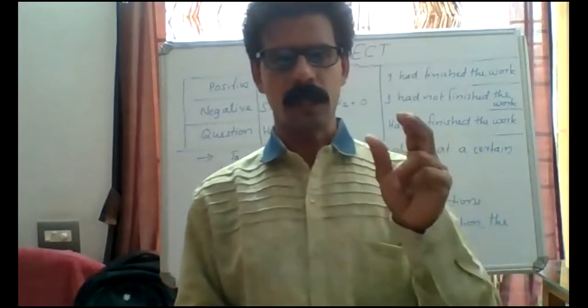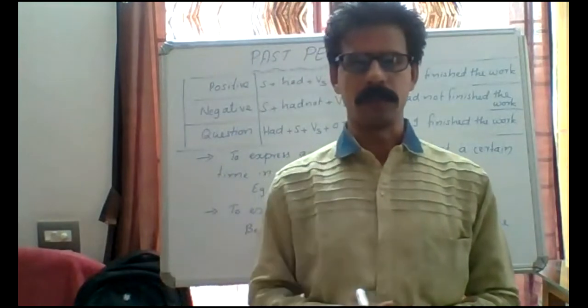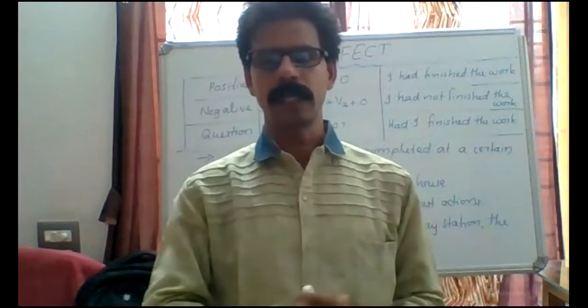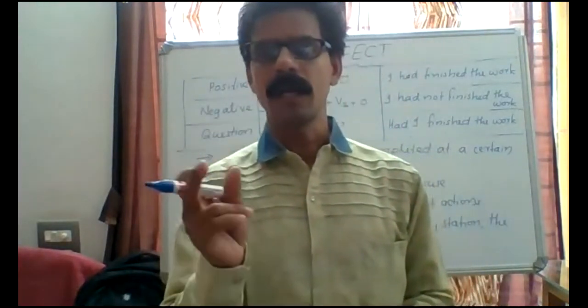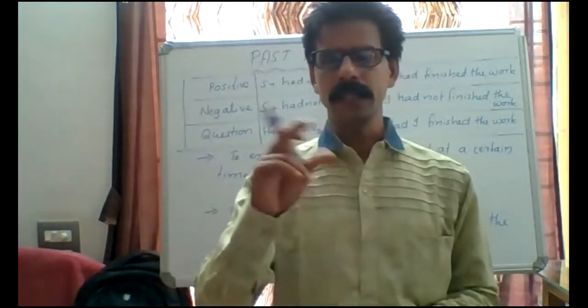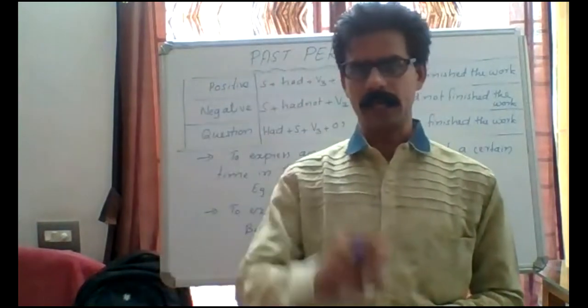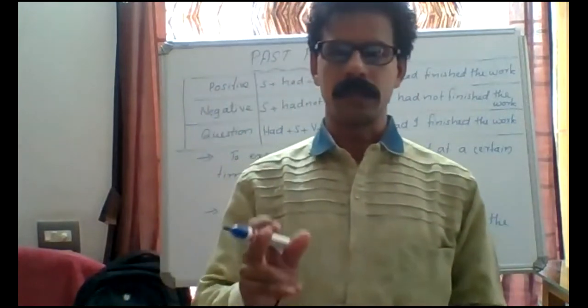Past perfect structure is subject. After the subject, generally we know that there is a helping verb. In present perfect, have and has we used as a helping verb. But here, the past form of have and has is had. Had is the past form of have and has. So subject plus had plus third form of the verb.